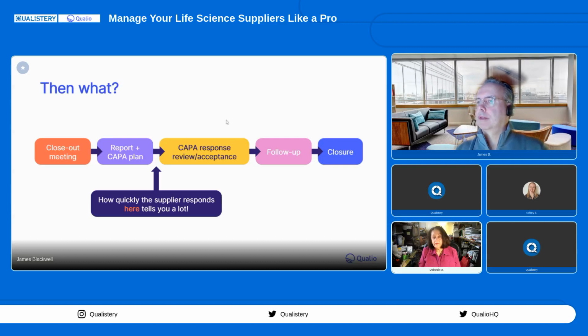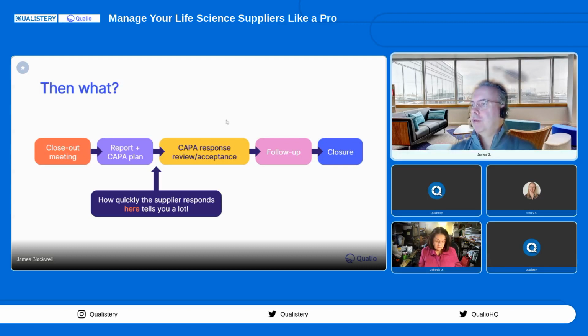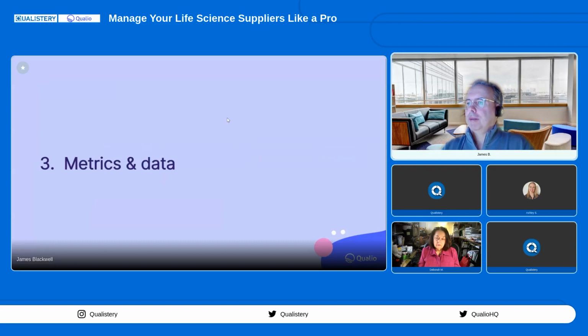And then at some point you close it in your records and determine whether or not you continue to use the supplier on the normal monitoring schedule. This is also important information for those annual product reviews that you have as well. So you want to review these as part of that review. Okay. Now let's talk about metrics and data. And this is the ongoing relationship that you have.